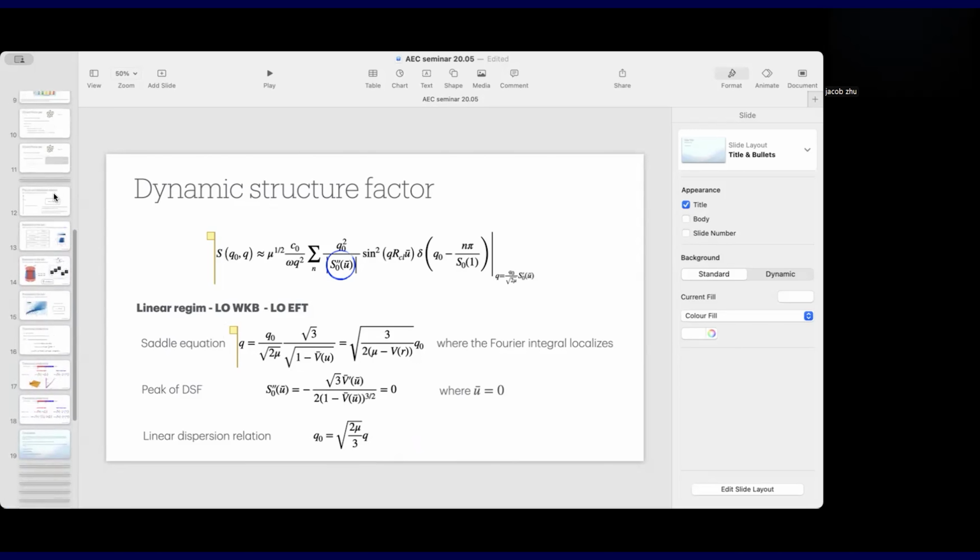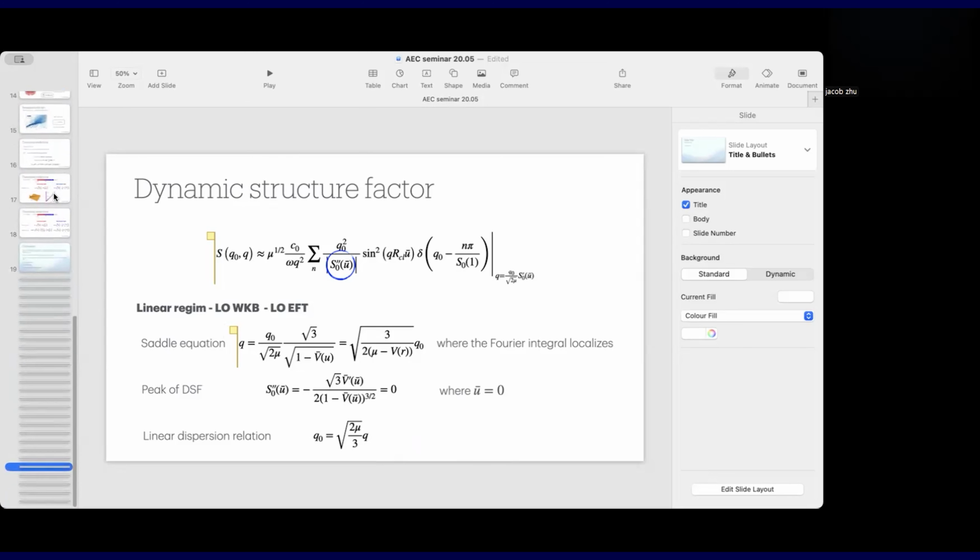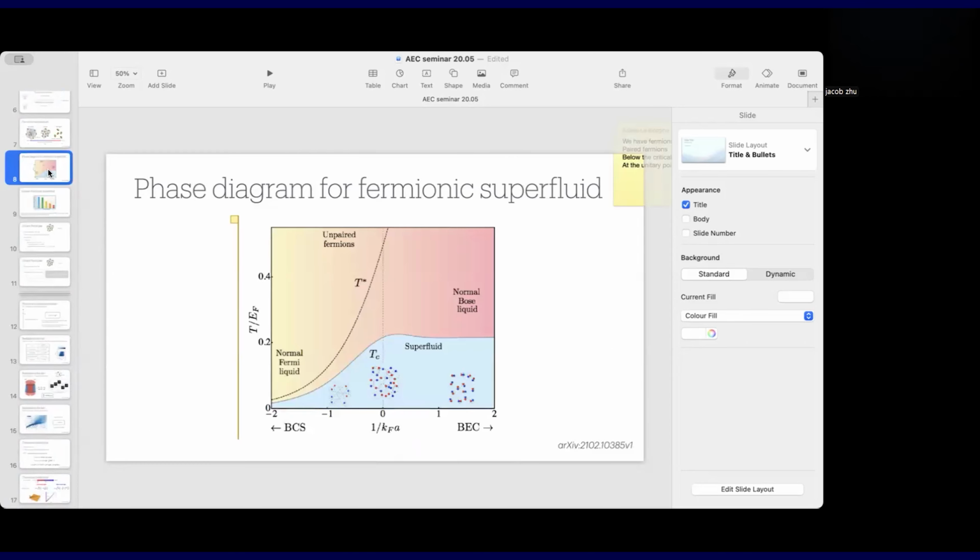I think that was very nice. I have a question about, say, the phase diagram you had earlier. Did you compute this yourself, or, oh no, this is from a paper. I see. Yeah, that's the reference. If you look for BCS-BEC crossovers, you will find this is really well known.